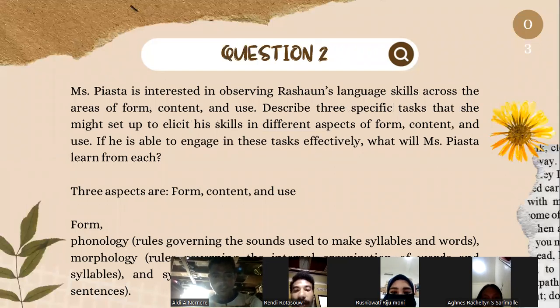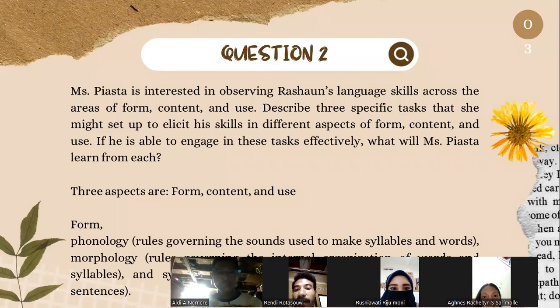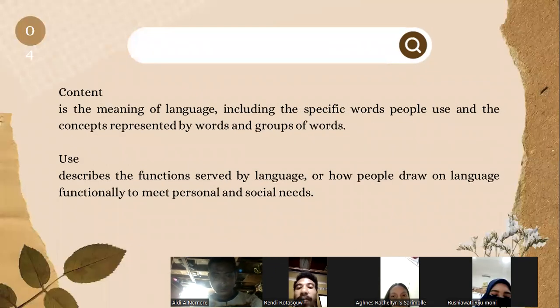Now we are going to question 2. Miss Piasta is interested in observing Rashawn's language skills, makes it up to elicit his skills in different aspects of form, content, and use. If he is able to engage in this task effectively, what will Miss Piasta learn from each? Okay. There are three aspects: form, content, and use.